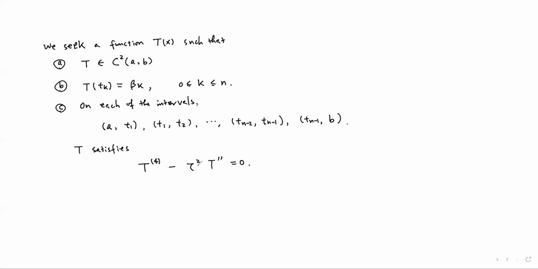Let me make a remark about this differential equation. Let me call this differential equation equation 1. Remark about equation 1. There are two extreme cases. When tau is 0, then equation 1 is T take derivative 4 times is 0.